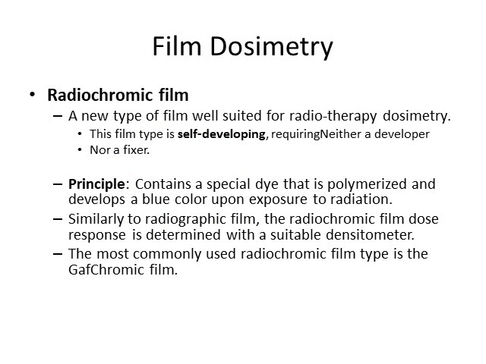Next we will discuss radiochromic film. It is a new type of film well suited for radiotherapy dosimetry. The film is self-developing and does not require any developer or fixer. It contains a special dye that is polymerized and develops a blue color upon radiation exposure. So it is similar to radiographic film. Radiochromic film doses are recorded using specially made densitometers. The most commonly used radiochromic film materials are gafchromic films.